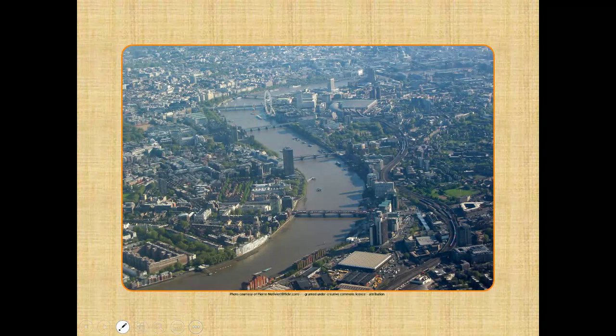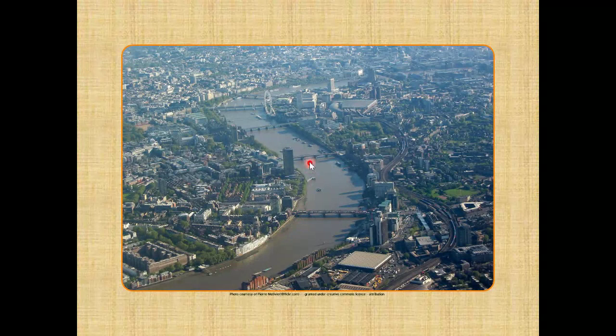Okay, this is a picture of London. What can you see? What types of things can you see? There's a big river, isn't there? This river here is called the River Thames. The River Thames. What else can we see? I can see lots of bridges. How many bridges can you see? Can you count the bridges?